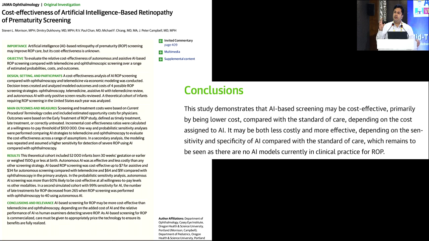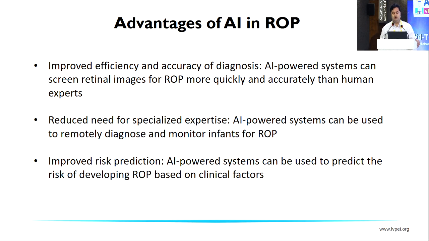The important aspect here is the cost analysis or cost effectiveness of artificial intelligence. Again, a lot of literature has come especially from Peter Campbell and Ryan Chan. They are very big pioneers of ROP in the USA, and they have shown that it is definitely cost effective. The initial setup requires a lot of cost, but once it is set in, it is much more cost effective. To finish, the advantages are improved efficiency and accuracy of diagnosis, reduced need for specialized expertise, and improved risk prediction.